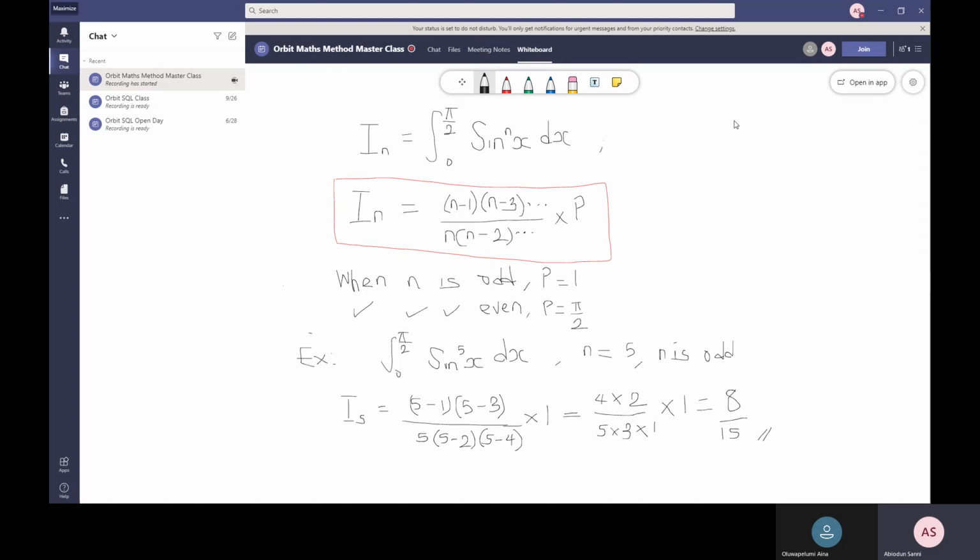Now, in some cases you might find a question like this: integral from, let's say, 0 to pi. They won't give you pi over 2 as the upper limit. So let's say I have something like sine to the power 7, sin x to the power 7 dx. In this case, you have to convert this upper limit to pi over 2. So how do you go about it? So this is going to be integral from 0 to pi over 2. If you are dividing this by 2, you have to multiply by 2 in this manner.